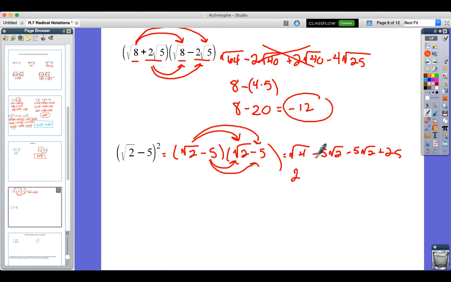We get 2, and then because these are similar radicals and radicands, we end up adding these two. We get negative 10 radical 2, then 25 at the end. Add like terms, we end up getting 27 minus 10 radical 2.